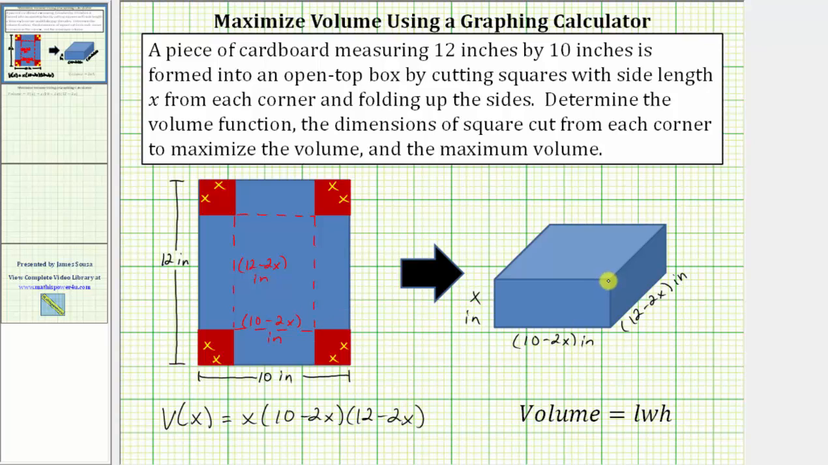Before we go to the next slide though, let's also talk about the domain of this volume function. We know we have to cut a square from each corner of the original 12 inch by 10 inch piece of cardboard, and therefore x has to be greater than 0. But also notice how if x is 5, this length would be 0 inches, which would not give us an open top box, which means x must be greater than 0 and less than 5. Using interval notation, we'd have an open parenthesis 0, comma 5, close parenthesis. This is important when we take a look at the graph of the volume function.